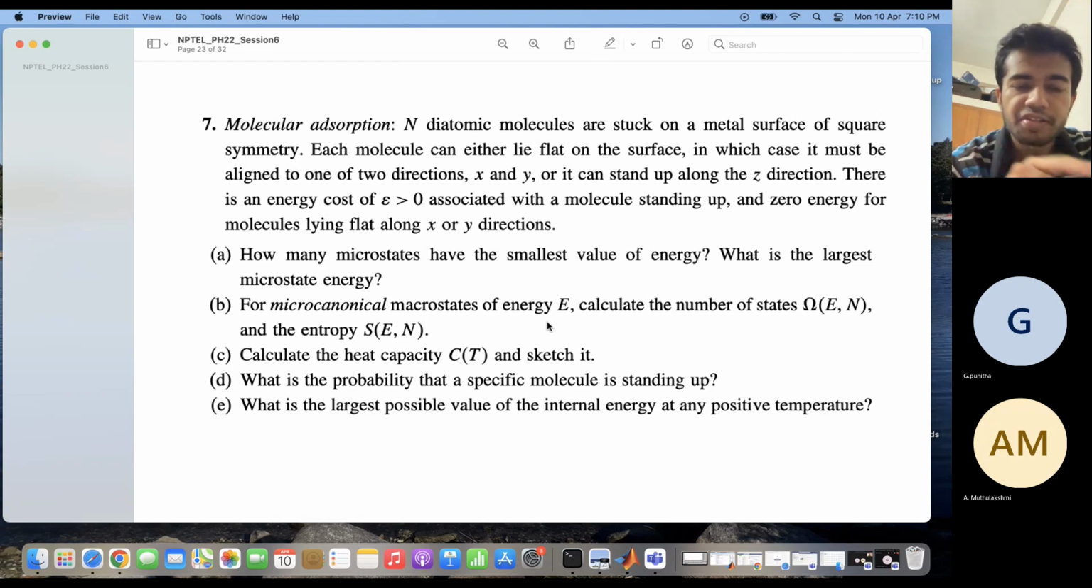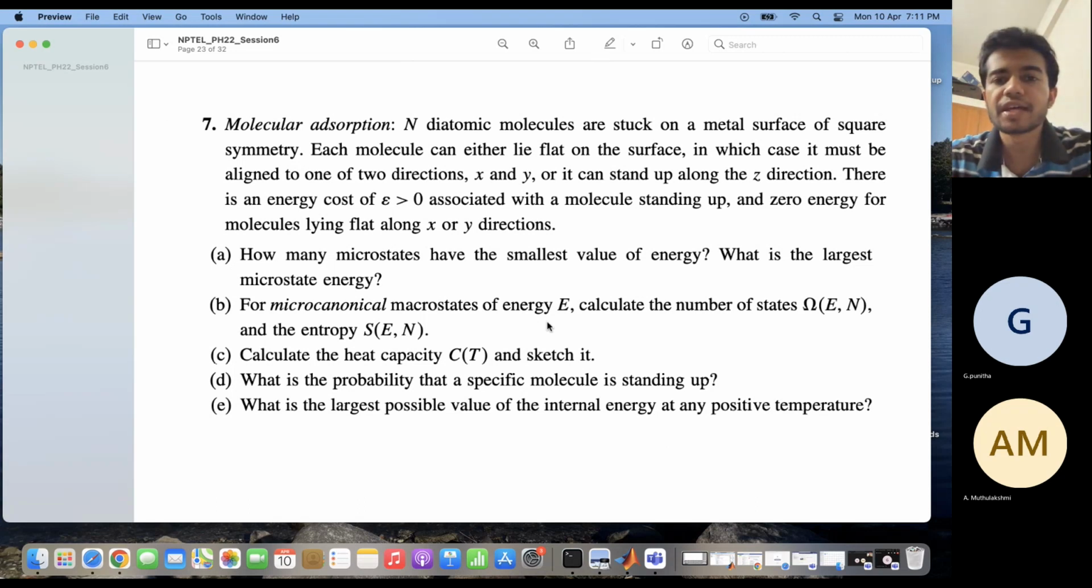There is an energy cost of epsilon associated with the molecule standing up, and zero energy for molecules lying flat. So molecules standing up will have energy epsilon, and molecules which lie flat along the x or y directions will have zero energy. What is the smallest value of energy the system can have? I can have all the molecules lying flat on the surface. That gives a total energy equal to zero.